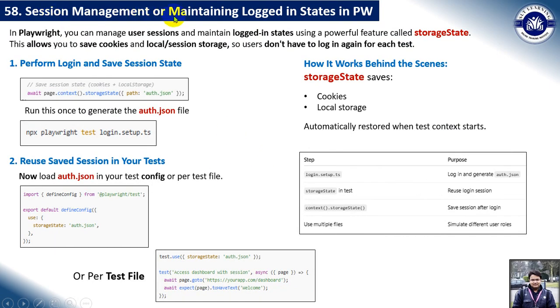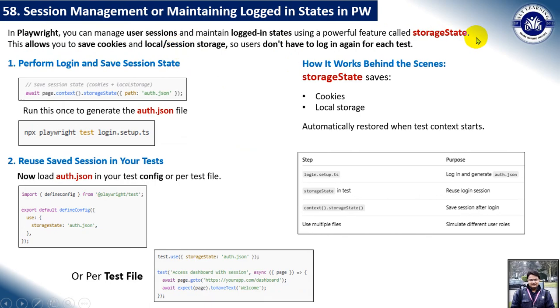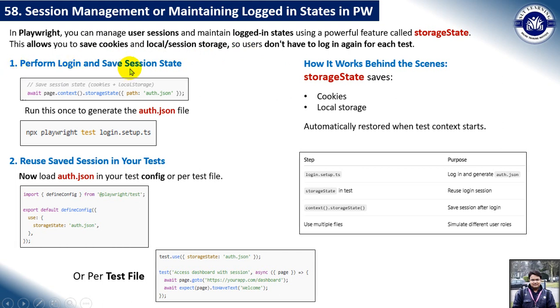Session management, or maintaining the logged in state in Playwright. This is again similar to what we talked about with the token, where you need to save your session. After performing login, if you want to maintain the login state, you can use storage state, put it in a JSON, and utilize the saved cookie and cache information to perform the other test cases. Okay, so perform a login and save the session state.